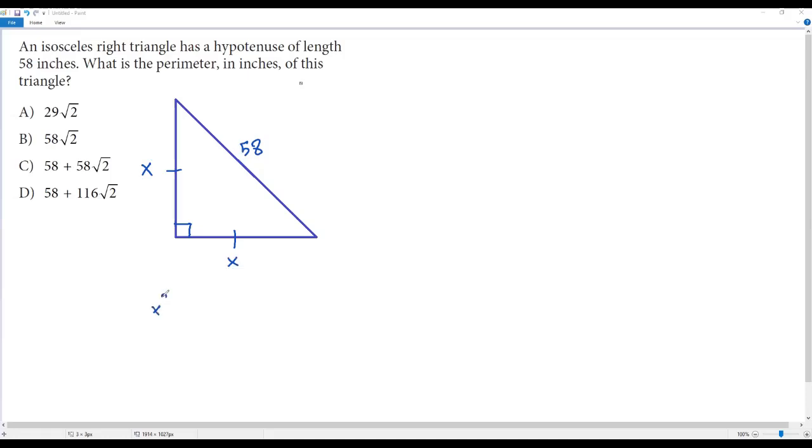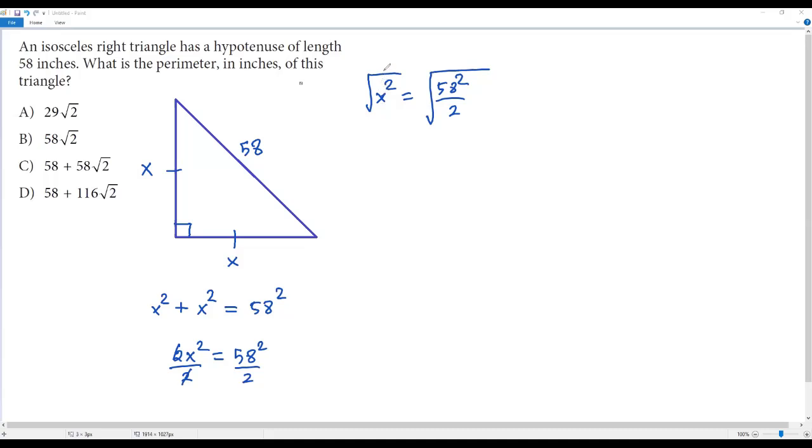So that is x squared plus x squared equals 58 squared. When I combine x squared and x squared, I get 2x squared equals 58 squared. Now my aim is to solve for x in this equation. For that, I divide both sides by 2. Then this 2 will cancel out, and I get x squared equals 58 squared over 2. Now to get the value of x, I have to get rid of this square. For that, I take the square root on both sides. The square root and square cancel out, and I just get x on the left side.